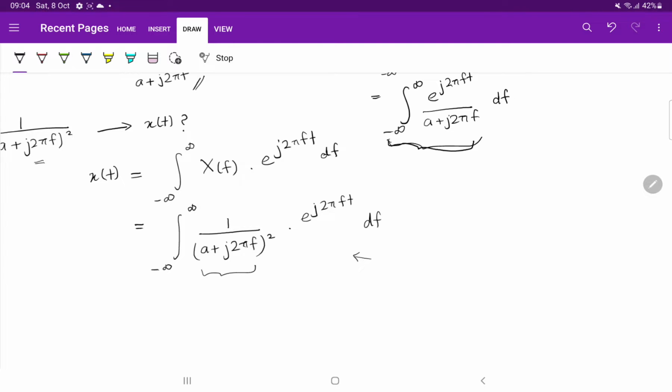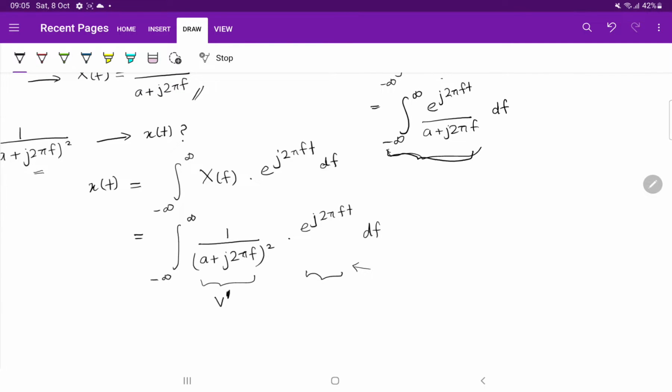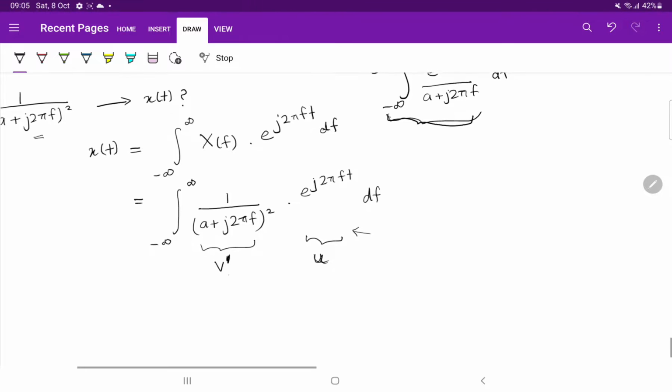So what we need to take is, we need to take this as v dash. So when we are finding the v, it's going to be having the value of 1 over a plus j 2 pi f. I hope you have understood this. Likewise, you can take either u or v dash as e to the power j 2 pi ft, because it's going to return the e to the power j 2 pi ft again and again. So you can take any values of these two, but you need to take care of this one, because if you take this as u, definitely you are going to get in trouble. I hope now you have understood.